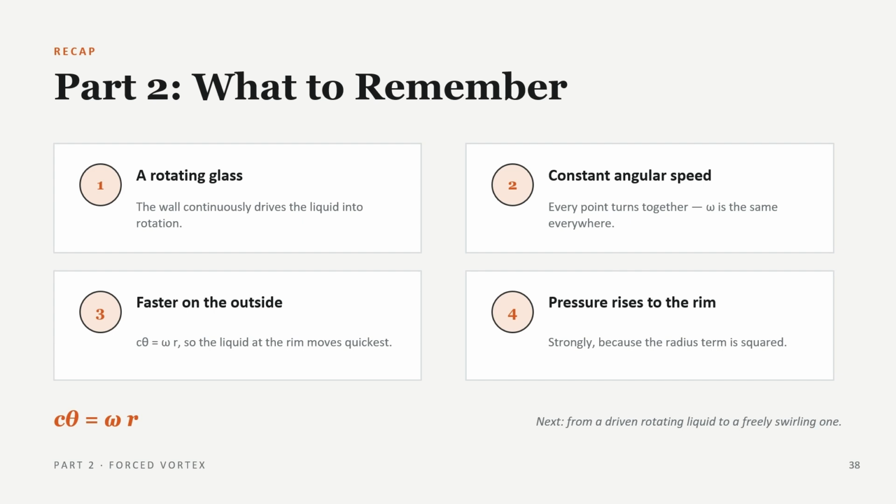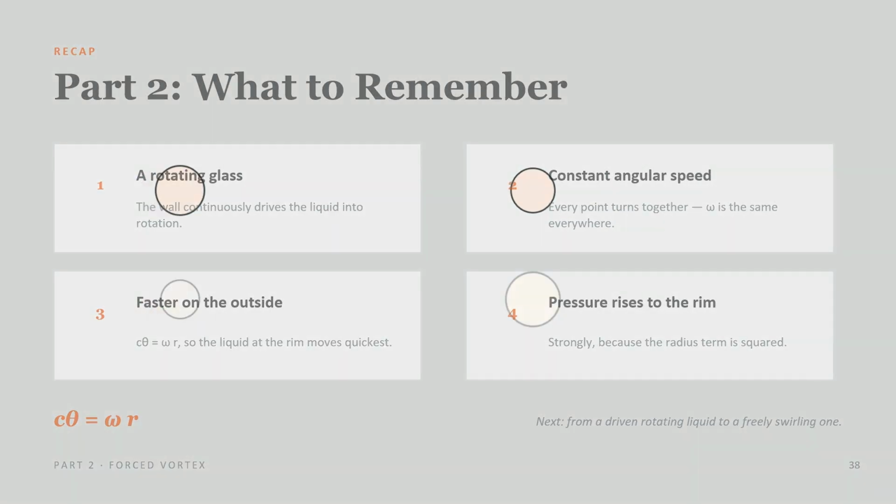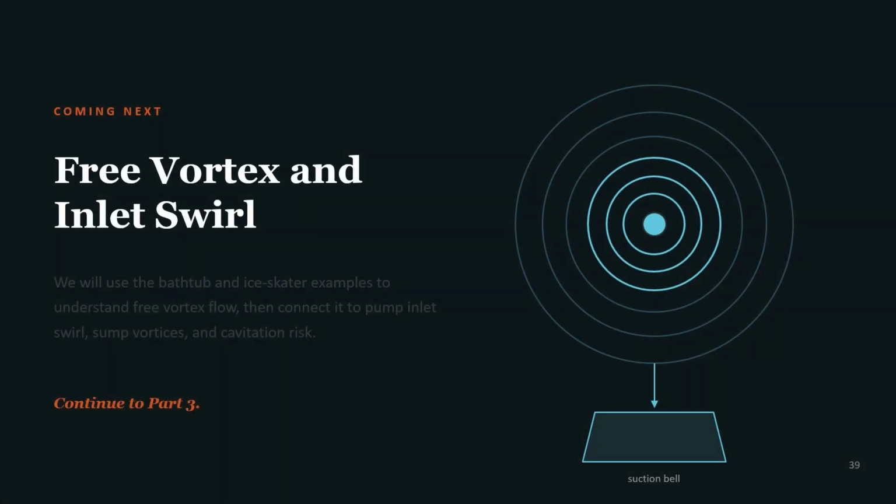Next, free vortex and inlet swirl. In Part 3, we will explore angular momentum conservation, free vortex pressure, real vortex cores, inlet pre-swirl, and curved channel secondary flow. These ideas will take us directly from the bathtub drain to the impeller eye.